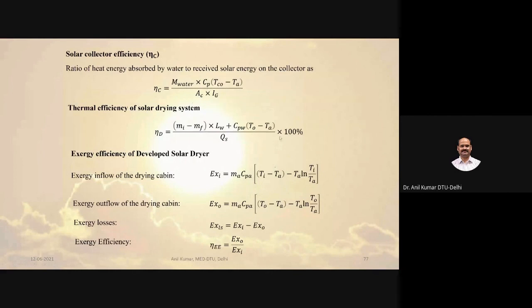This is the overall thermal efficiency of the drying system. For the energy and exergy analysis, there is the exergy inflow of the drying cabinet, the exergy outflow, and the difference of that gives the exergy losses, and the exergy efficiency we can find with a simple formula.